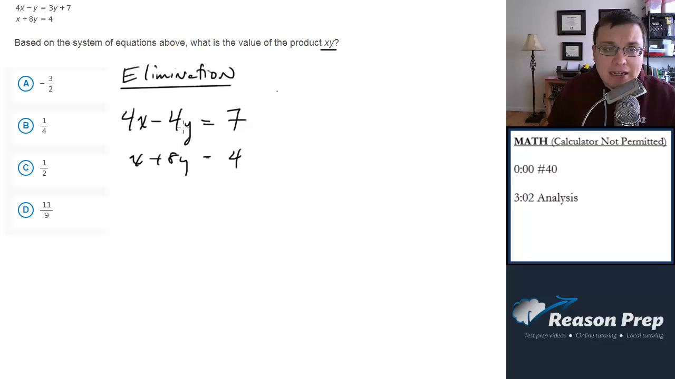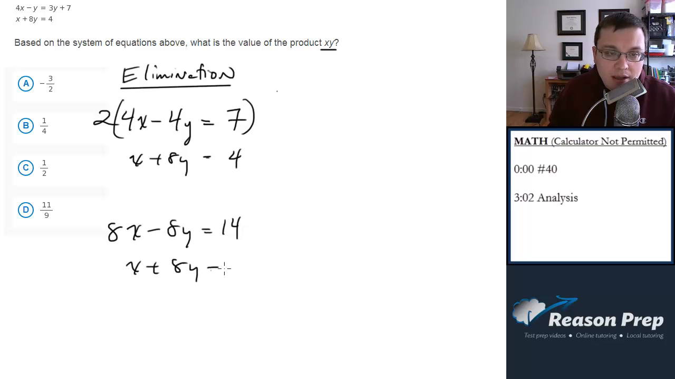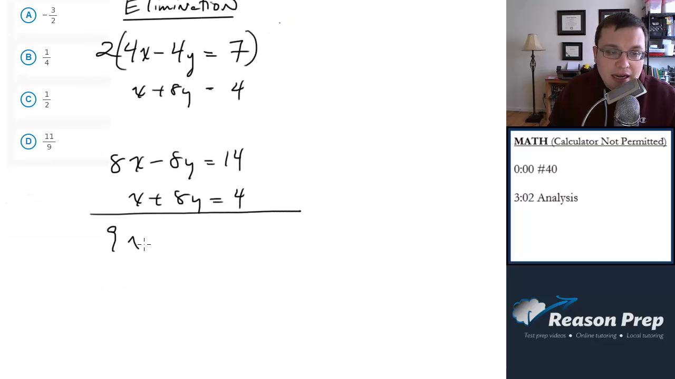Since I've got negative 4y and positive 8y, I'm going to multiply the top by 2 so that I'm going to get negative 8y, which will cancel with this 8y. So I'm going to get 8x minus 8y equals 14. x plus 8y equals 4. Go ahead and add. I get 9x, cancels, equals 18.